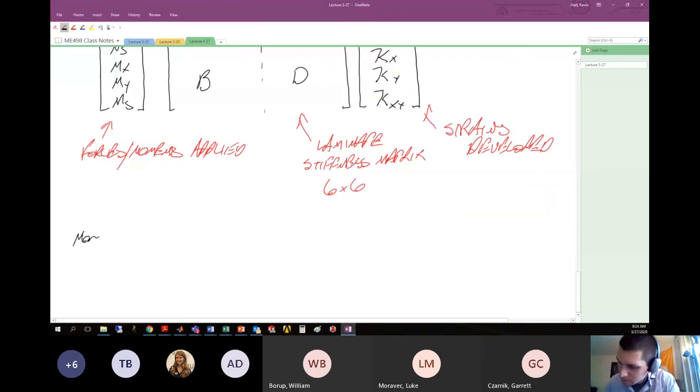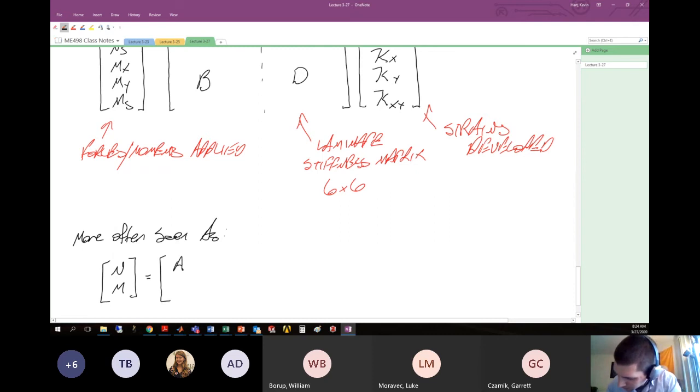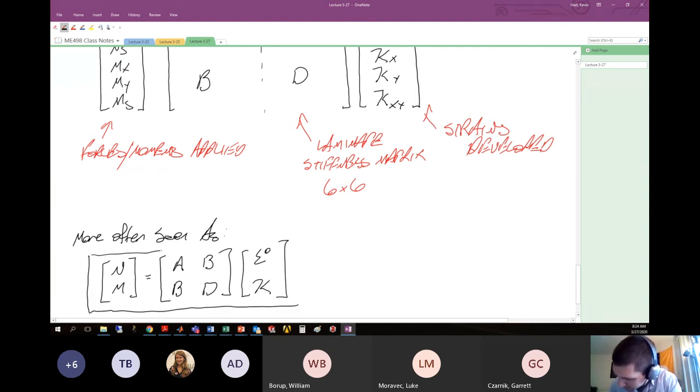So more often seen as simply the following: N, M equal to A, B, B, D times epsilon 0 and kappa. Okay, how are we doing? You scared yet?